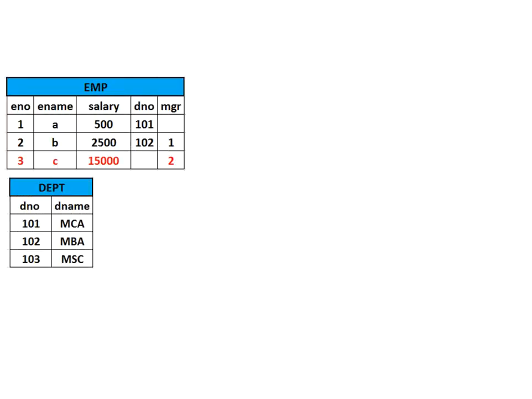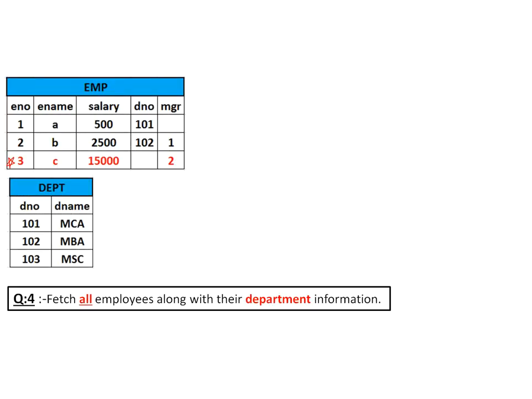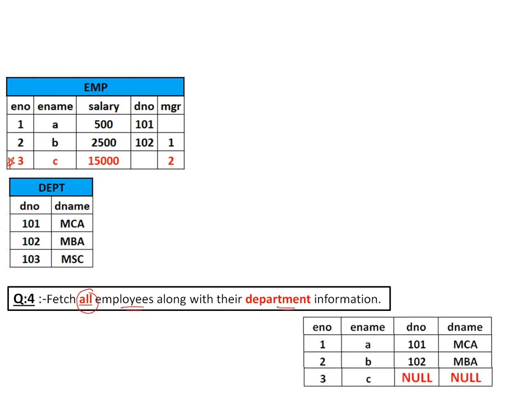Here is the free employee. Now what do I want? Fetch all employees along with department information. I need it like this. These two are working employees because they have department information, whereas there is a free employee, which will be shown as null.